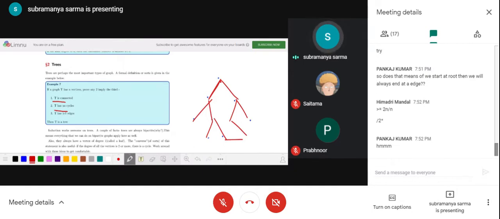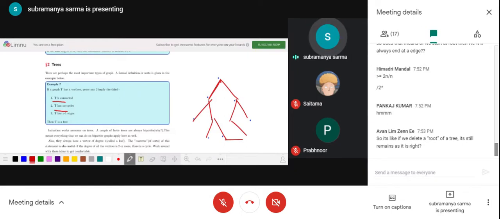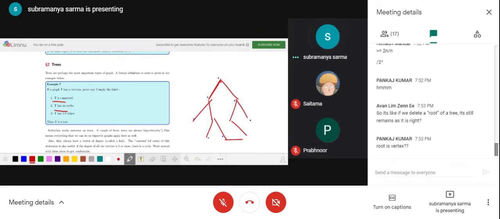This means that induction in turn works very well with these kind of things, because you can delete vertices and do this. So it's like if we delete a root of a tree, it still remains as if it is, right? It doesn't remain as it is, but if you do delete, it's called a leaf, by the way. A degree 1 vertex is called a leaf, and if you delete the leaf, the graph still remains a tree, right? Root is vertex. What? I don't know what you mean by Pankaj. A degree 1 vertex is called a leaf, right?